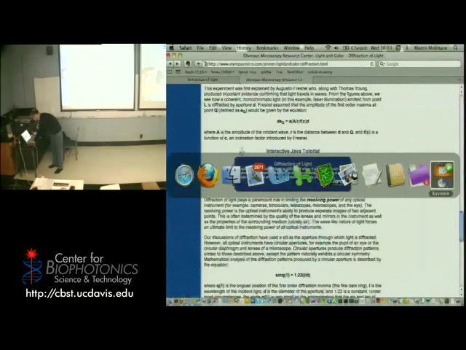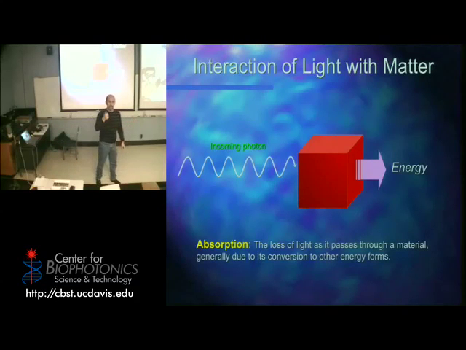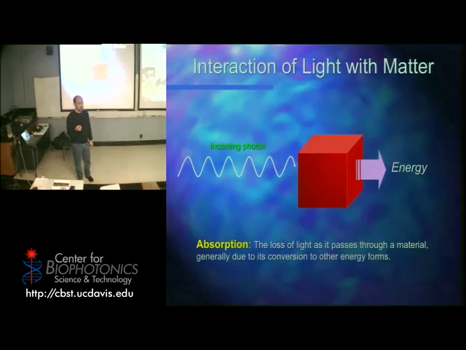Where is it? Okay. So, the other thing that you guys mentioned that can happen, we looked at reflection. We looked at just passing through, transmittance. We looked at refraction, so slowing down and bending of light. We looked at diffraction. And the last one was absorption. You guys mentioned absorption.